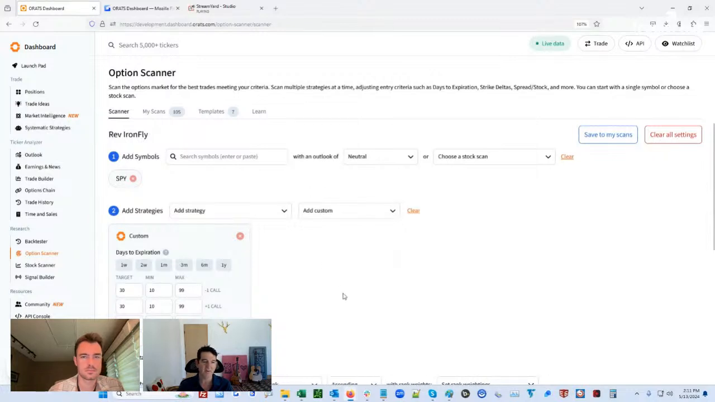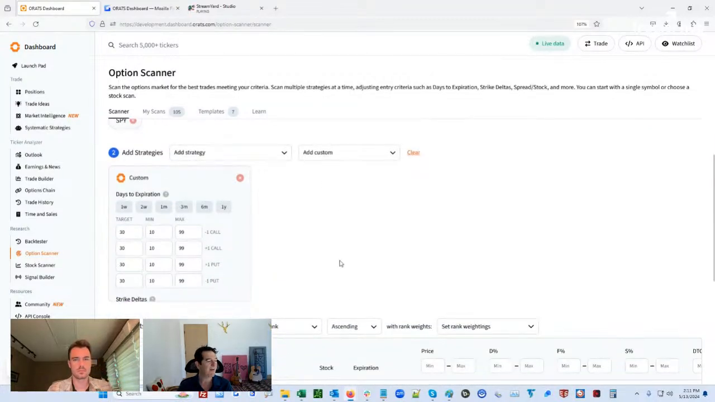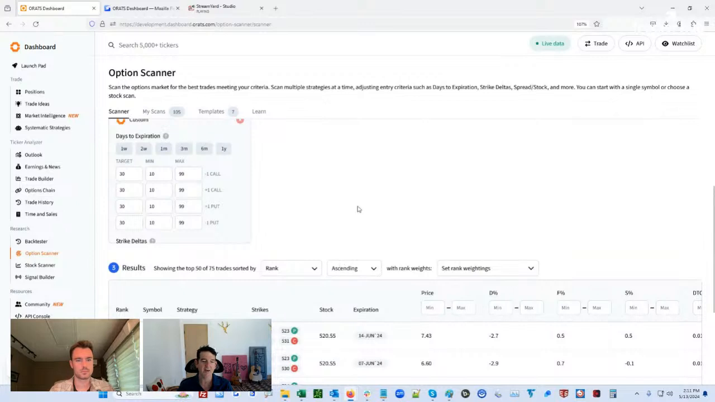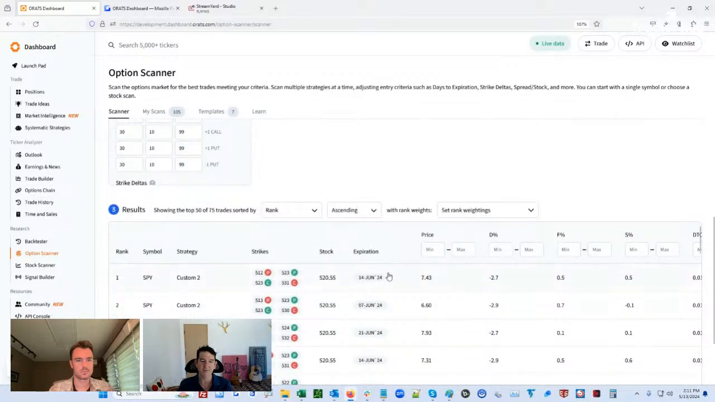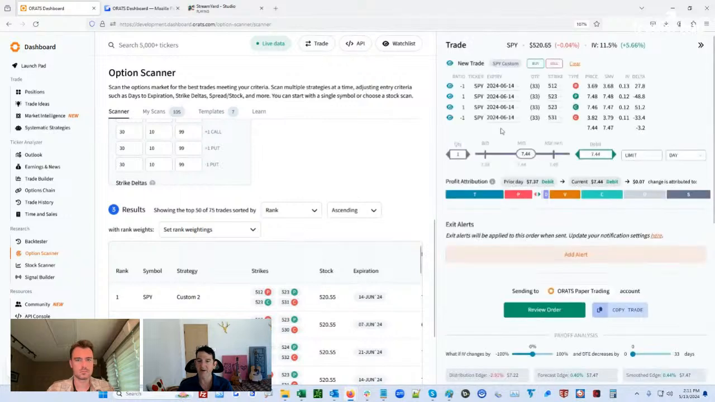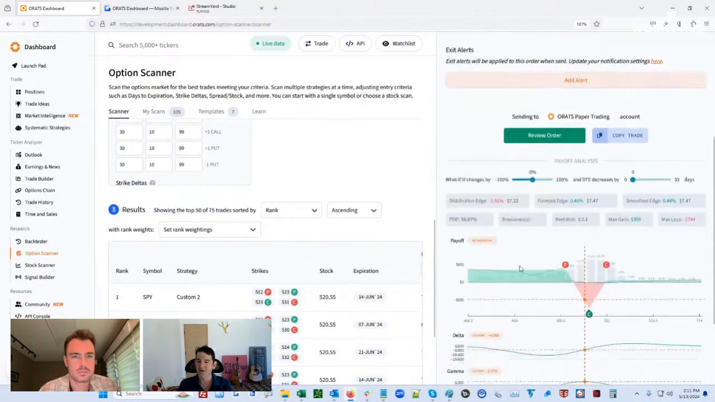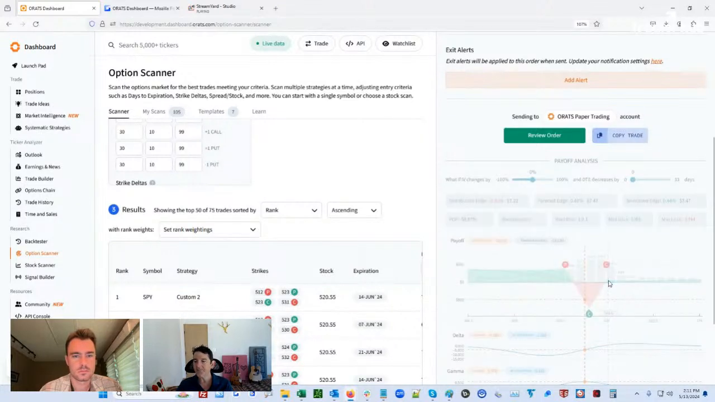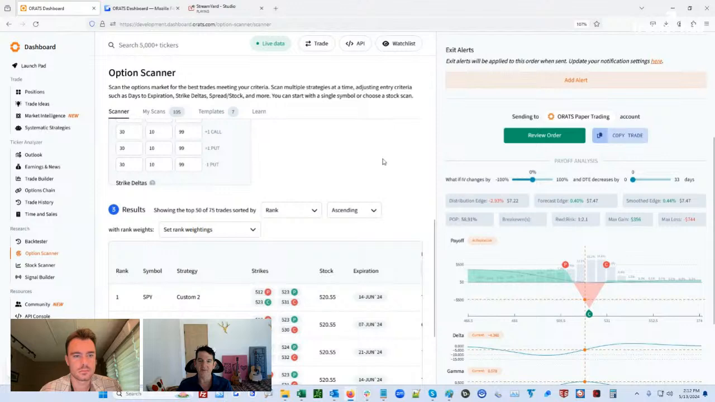All right. So basically what this is doing is, a lot of people like to sell the iron fly, but this is buying the iron fly. So let's take a look at this. So you're paying a fair amount of money. So that's your deep loss here, 744. But you can make a lot if the stock moves. Now, I don't like that it's not balanced enough. So I'd like to see some balance there.